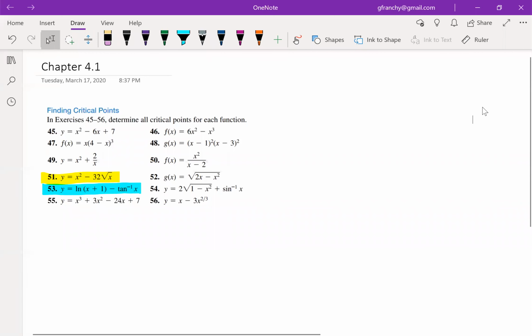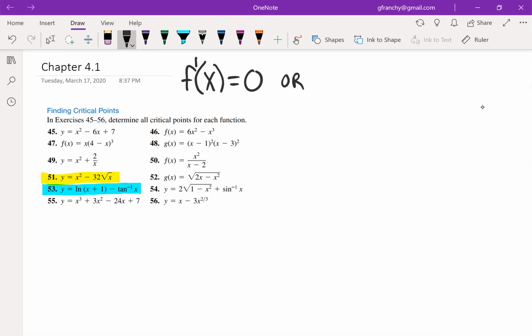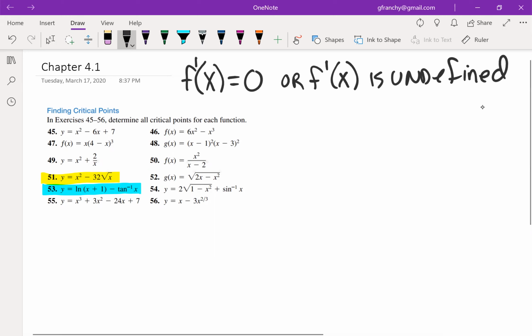Okay, here they're asking us to find all the critical points for the function, and that is going to be where the derivative is 0 or where the derivative is undefined. So I'm going to go ahead and take a look at number 51 first.